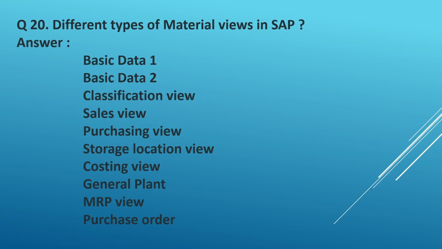Next, question 20. What are all the different types of material views in SAP? For material, we have many views. Those are basic data 1 and basic data 2, and classification view, sales view, purchasing view, storage location view, costing view, general plant and MRP view, and finally purchase order view. To display all these views, we need to go to the MM03 T-code in the SAP system.